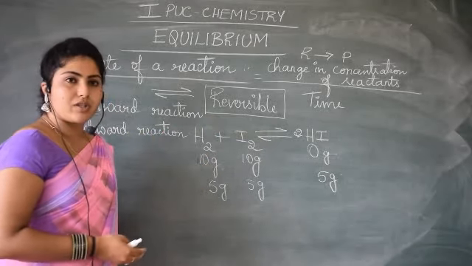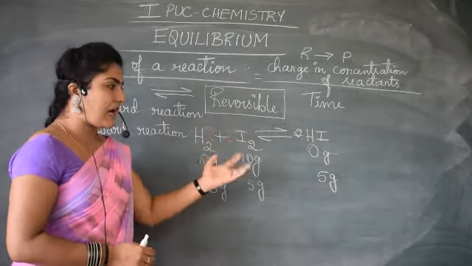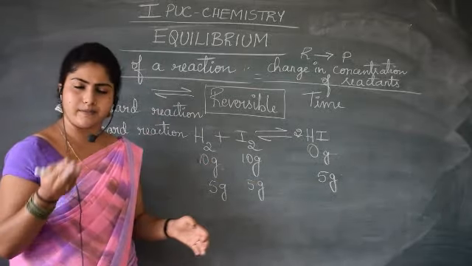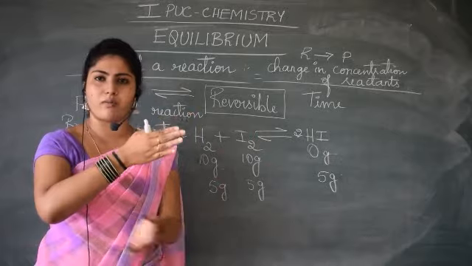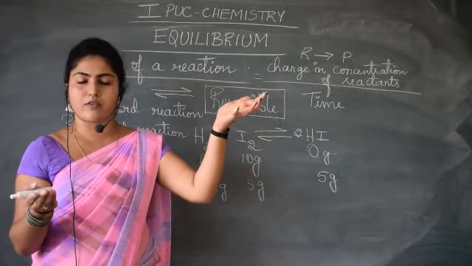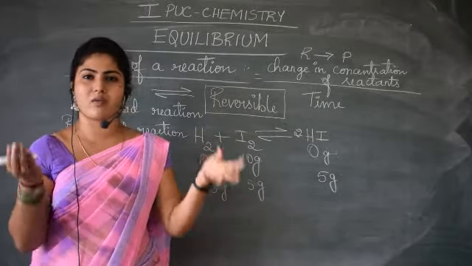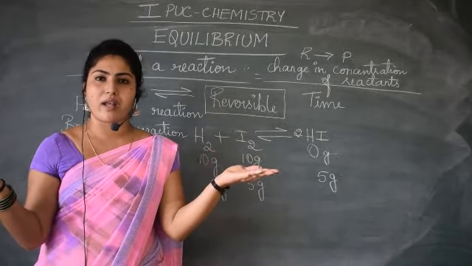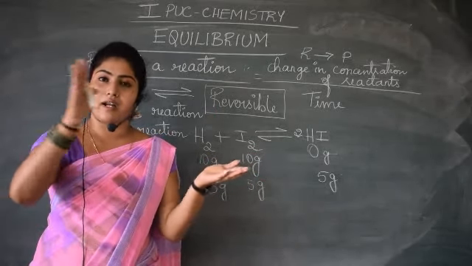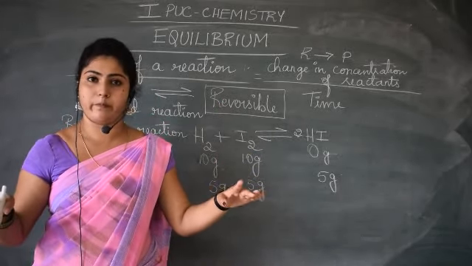Now in a reversible reaction, initially reactant starts forming products, and products also start forming reactants, so this continues like a cycle. The concentration first decreases in the case of reactants and increases in the case of products, but again when the products form reactants, the concentrations keep varying. But at a stage the concentration of both becomes equal. That means the rate of forward reaction and rate of backward reaction have become equal.